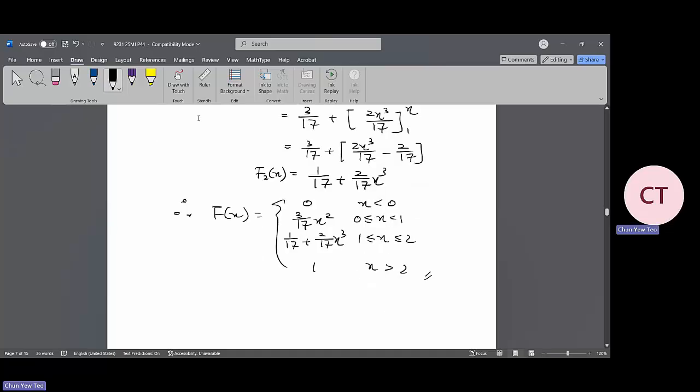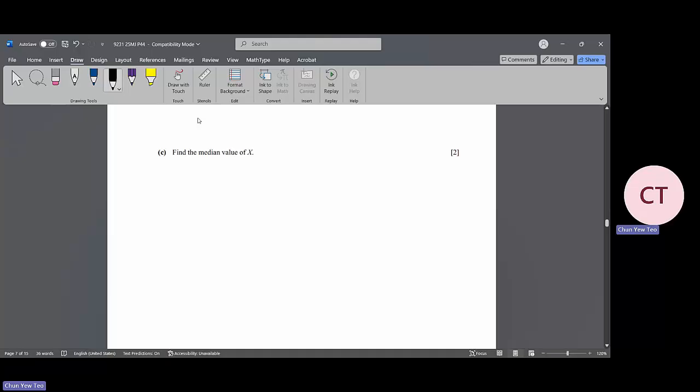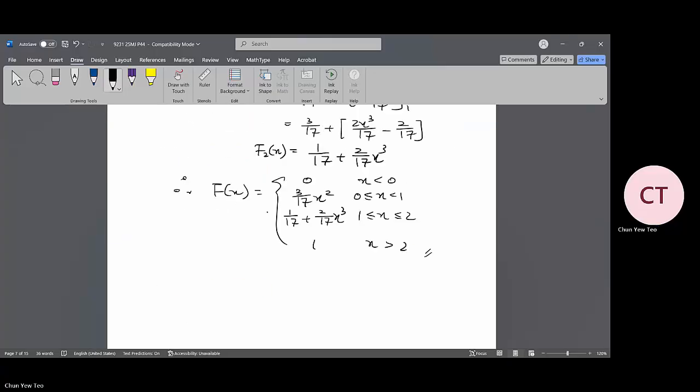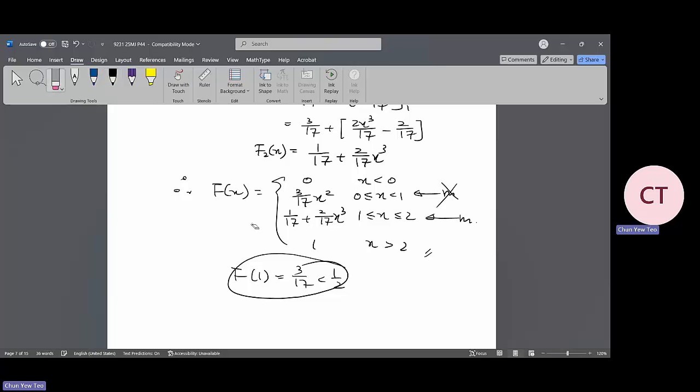Okay, so now we move on to question c. We want to find the median value of x. To find the median value of x, that means we are looking for F(m), which is equal to half. So you can see that if you put 1 inside, you will get 3 over 17, which is less than half. That means your median will not be here. Your median must be here, somewhere between 1 to 2.